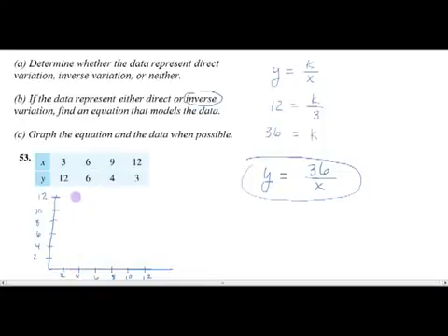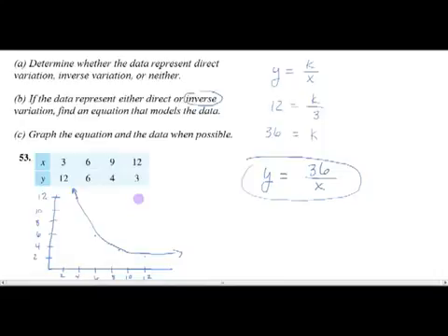We have a 3, 12, and we have a 6, 6. So far, so good. We have a 9, 4. So you can see our graph is bending now. It's not going to be a straight line. 12, 3. So when we have an inverse variation model here, then we get a graph somewhat like this.